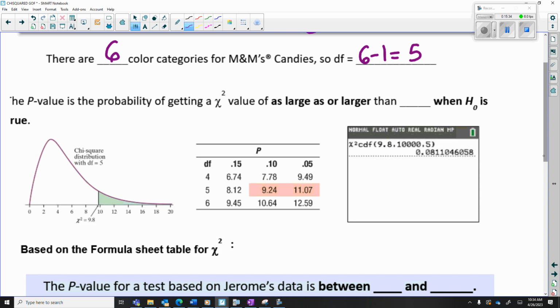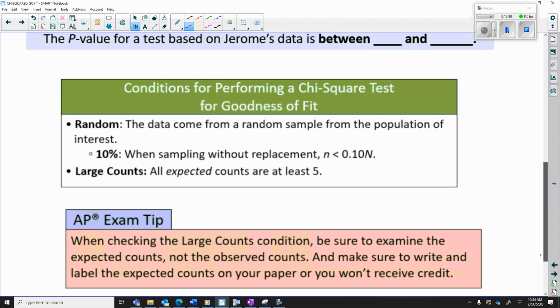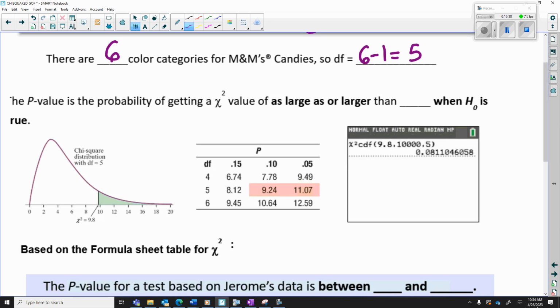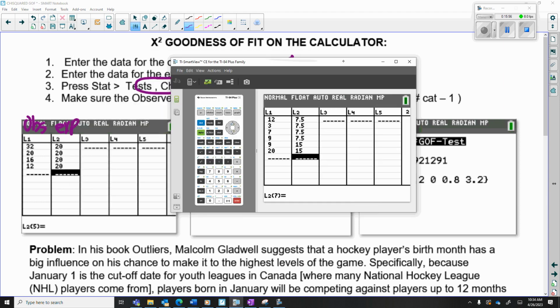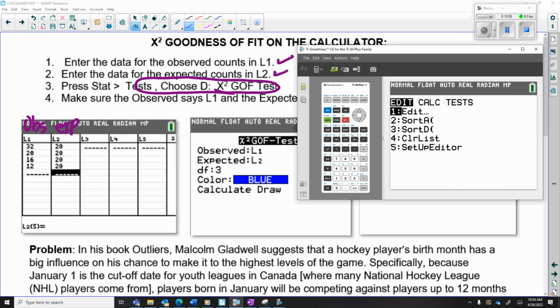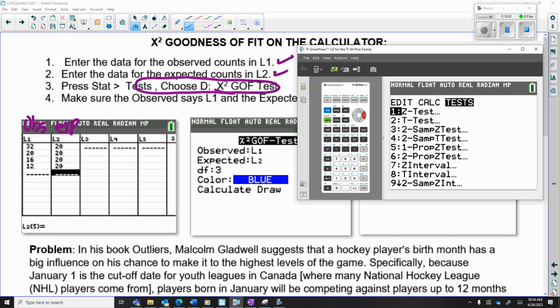Okay, so I want to skip over to the calculator, and we're going to do the calculator method first. Okay, so notice we already did this. We put the observed counts in L1, we put the expected counts in L2, observed, expected. Then we're going to go to the chi-squared test, goodness of fit. Specifically, GOF is goodness of fit. So let's do that together now. To get there, we press stat, we go over to test, and we're going to go down or up. I say up, maybe easier, and choose letter D for dog, chi-squared test for goodness of fit.